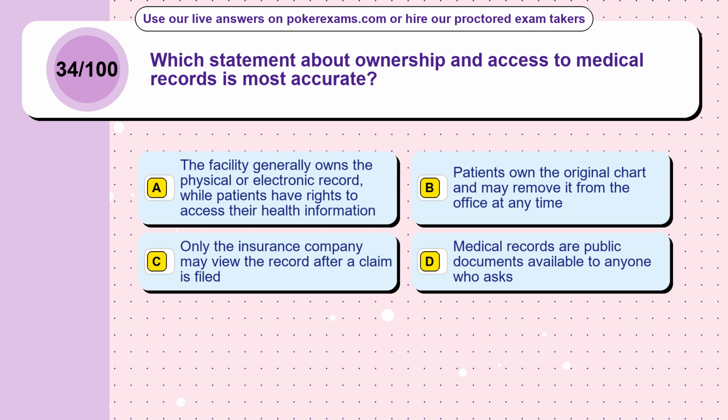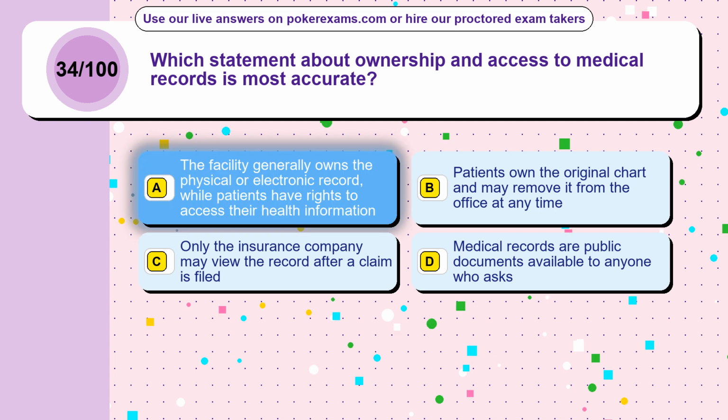Option B. Patients own the original chart and may remove it from the office at any time. Option C. Only the insurance company may view the record after a claim is filed. Option D. Medical records are public documents available to anyone who asks. The correct answer is option A.